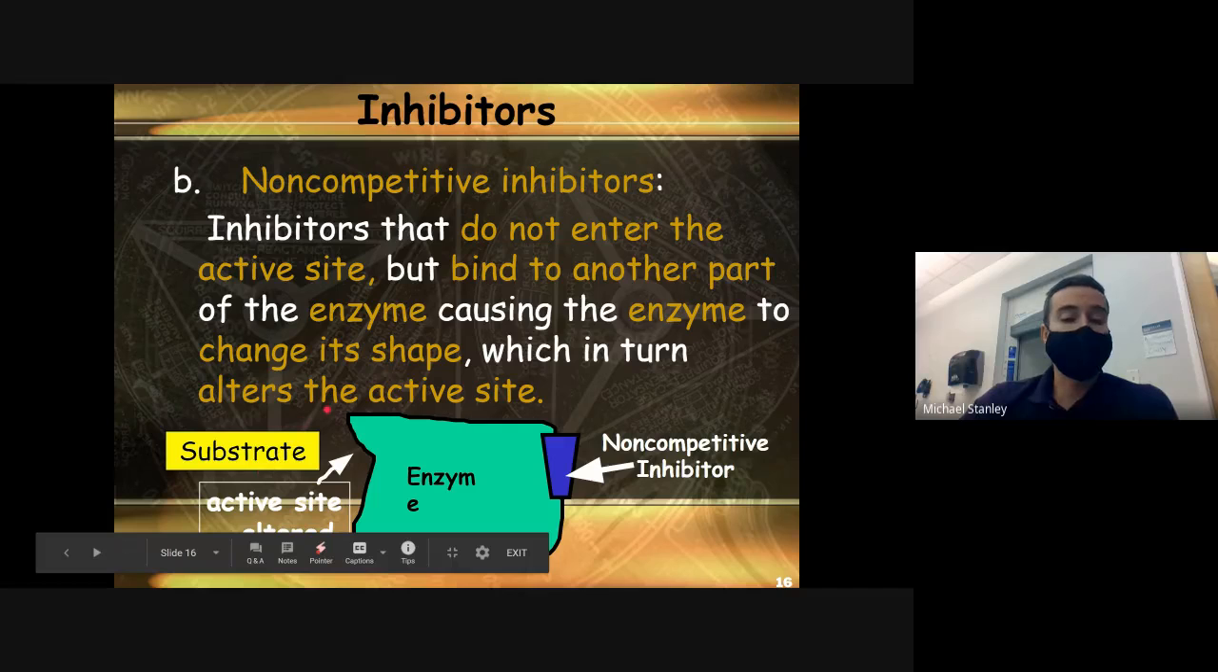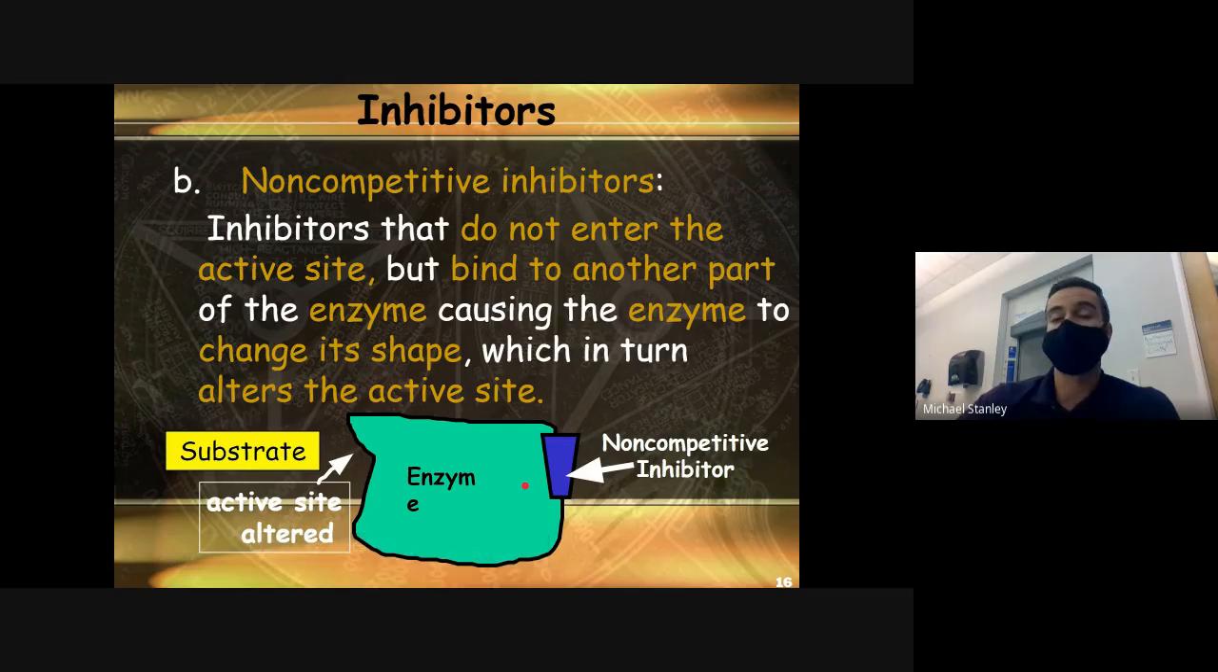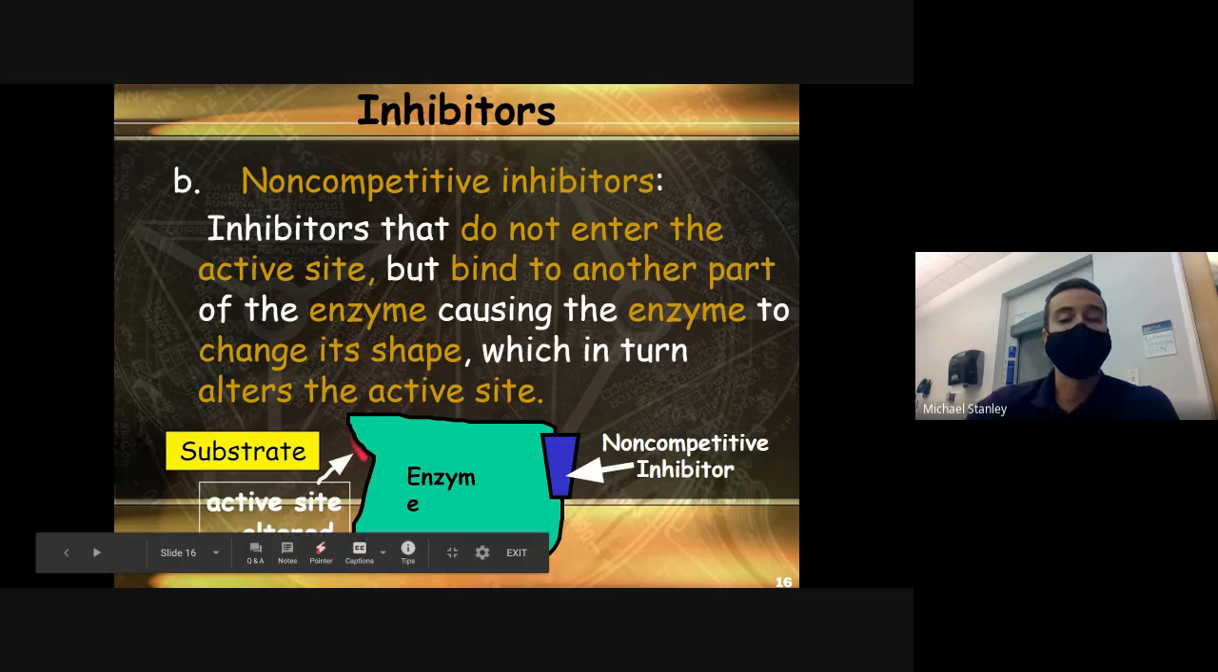So a competitive inhibitor goes right for the active site and prevents the substrate from getting in there. A non-competitive inhibitor goes somewhere else, changes the structure, which prevents the enzyme from working properly. It stops it from being able to even bind to anything in the first place. It completely changes the shape of your active site over here.